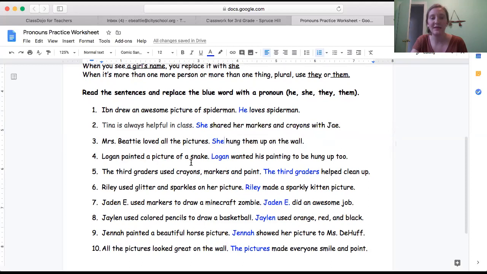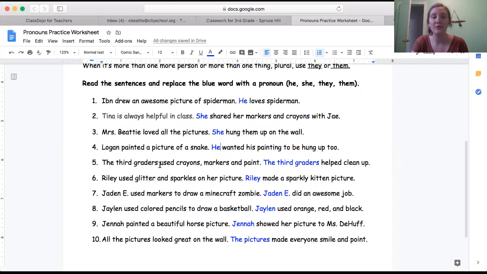Number four, Logan painted a picture of a snake. Logan wanted his painting to be hung up too. Go ahead and say it out loud. What are we going to replace Logan with? He is the pronoun we're going to use to describe Logan. He painted. He wanted his painting to be hung up too.